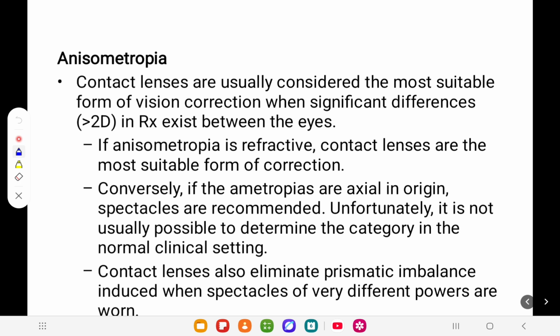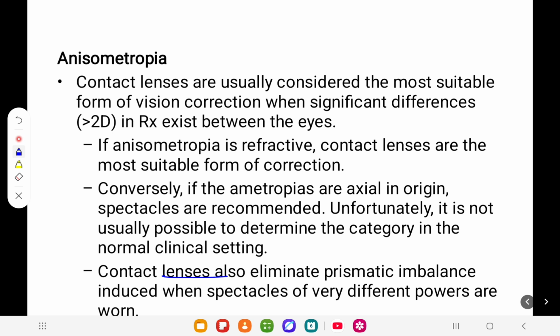So it's always better. Contact lens always eliminates the prismatic imbalance of a spectacle. Contact lenses are always the best option in anisometropia, but we have to be cautious if there is a huge difference between the two eyes. Basically, a huge difference, for example in axial length, corneal curvature, or definitely a difference in power between the two eyes.